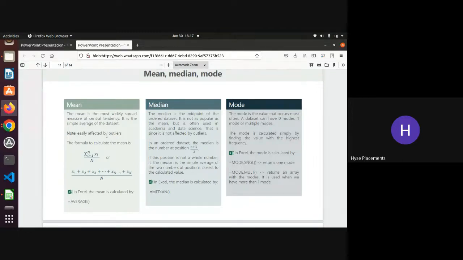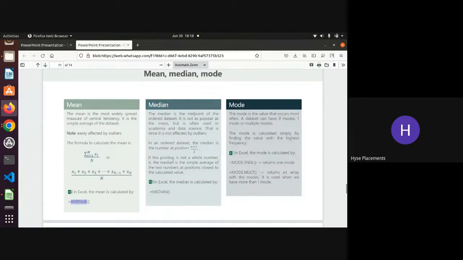The formula to calculate the mean is summation i equals 1 to capital N, xi divided by capital N. For calculating the population mean, we use capital N. For calculating the sample mean, we use small n. Remember that: summation i equals 1 to n, xi by n. Here xi are all the data points, so it is the sum of all the data points divided by the total number of data points. In Excel, the mean is calculated by using AVERAGE. This we already know.